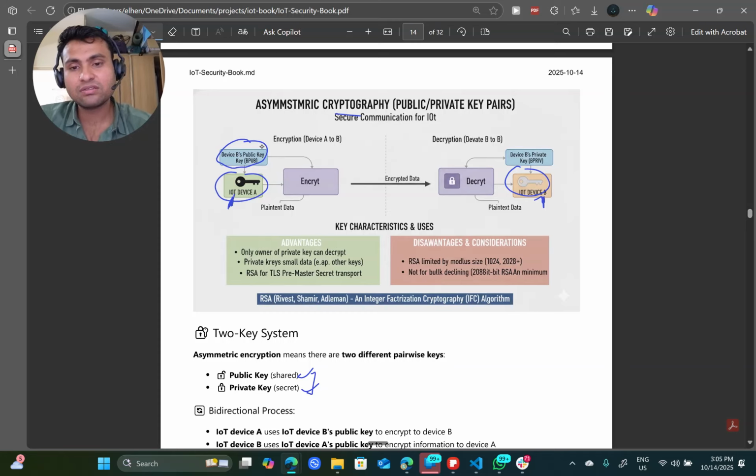We take the secure public key of device B and we encrypt our information, whatever we want to do, using this public key. We encrypt it and we send the encrypted data. Now, no one else other than device B can decrypt this data, because only device B itself has the private key attached to it. So only device B can decrypt this data. Only the private key can decrypt.